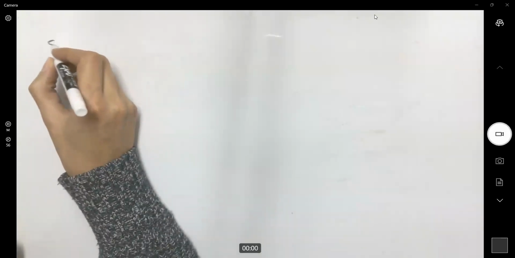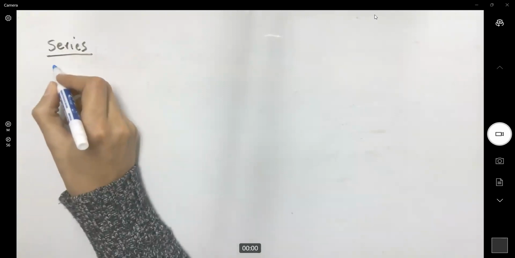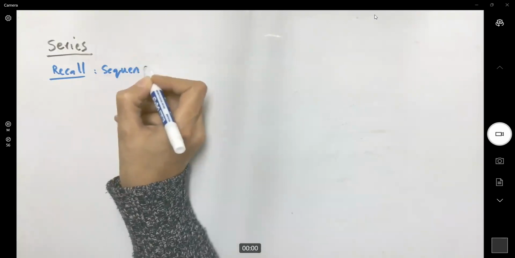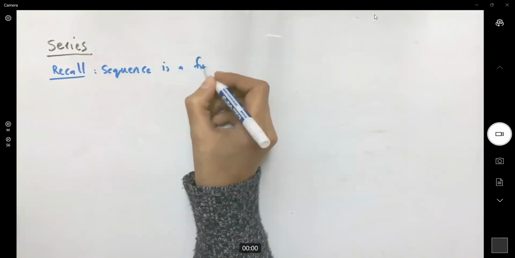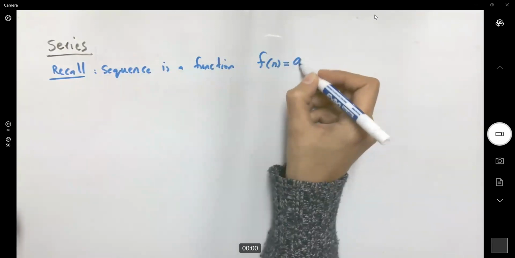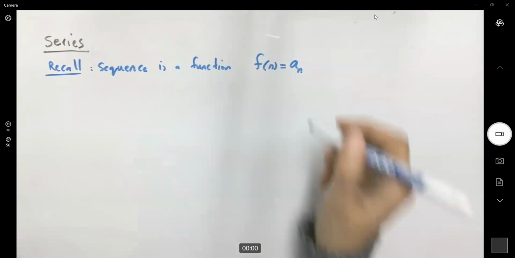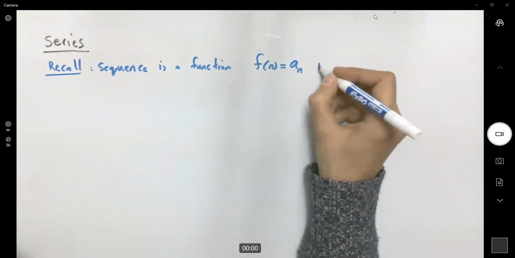Very well. So we're going to introduce the concept of series today. Recall that from the previous lecture, we talked about sequences. What is a sequence? A sequence is a function, am I right? For this function, we have f(n), which is equal to a sub n. And remember that for this function, the domain is either the natural numbers or the whole number system.